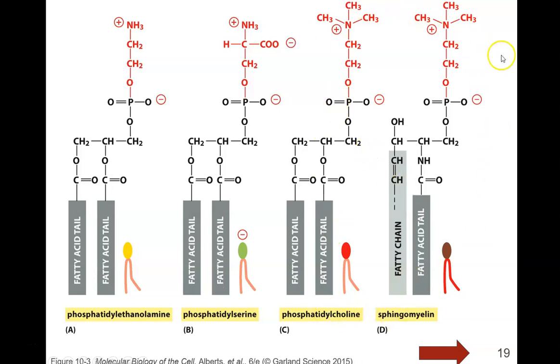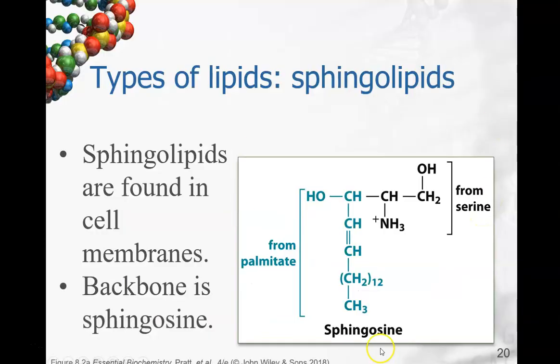But when you're done, you get something that's very, very similar to phosphatidylcholine. So sphingomyelin and phosphatidylcholine, even though they belong to different classes of lipids, are actually structurally pretty similar. So let's look at how we can build sphingomyelin. So sphingolipids are found in cell membranes.